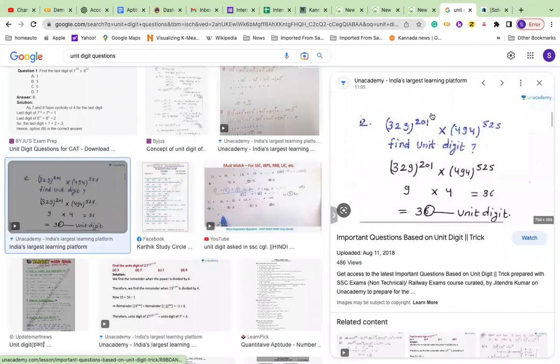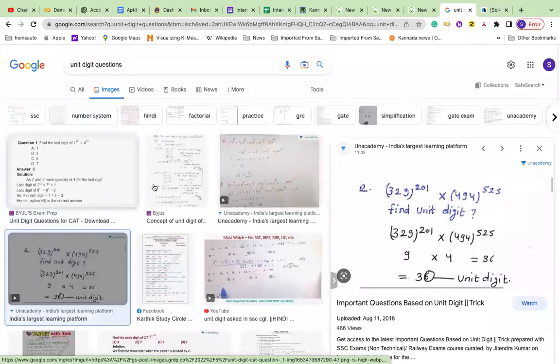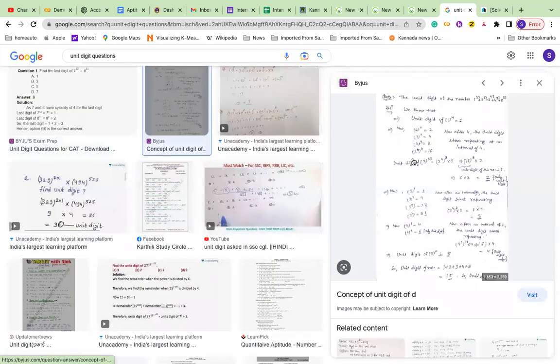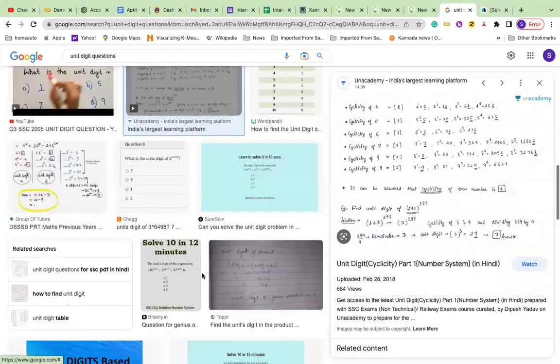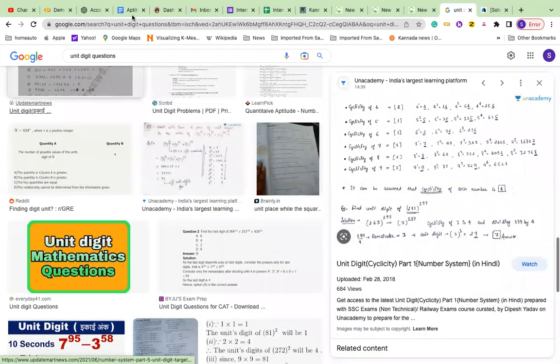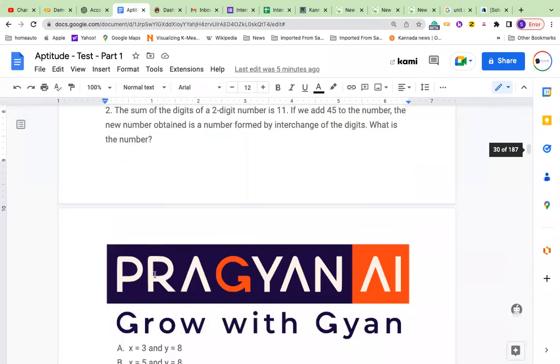This one is also factorial. I don't want that. I want one without factorial, because factorial is another thing. Or else, do you have any questions? Such a question? Let me see here.